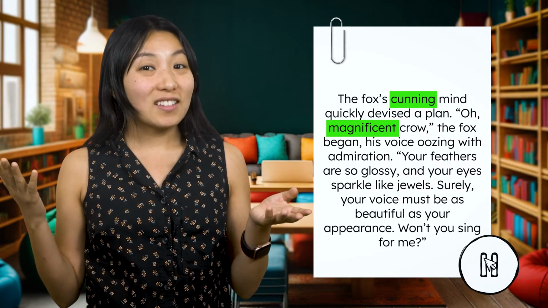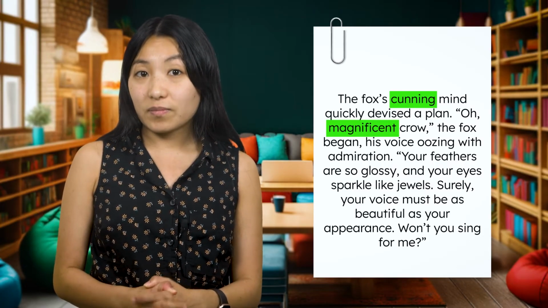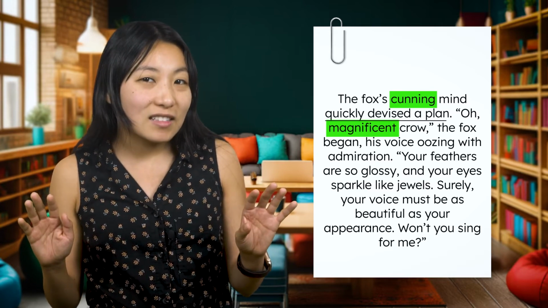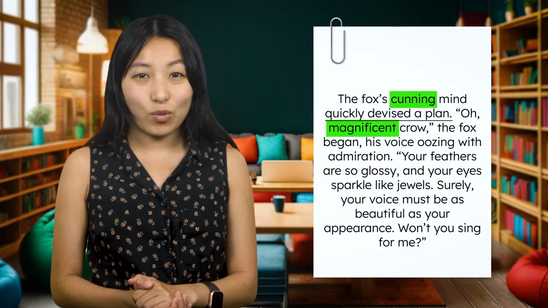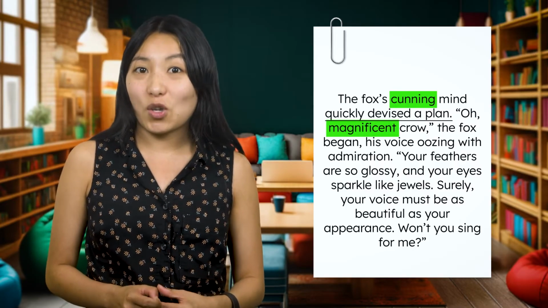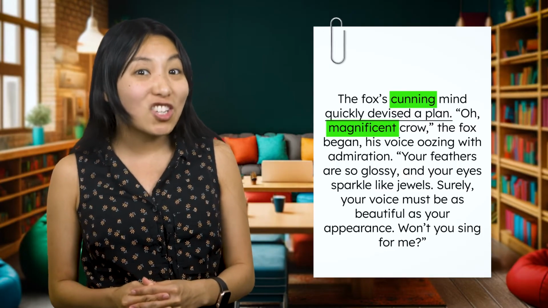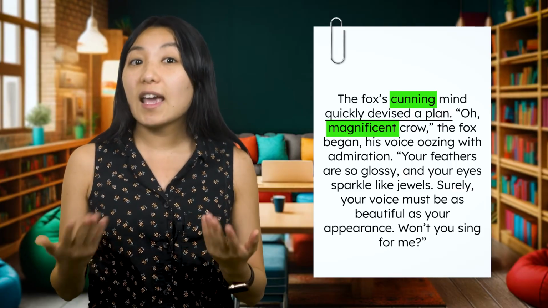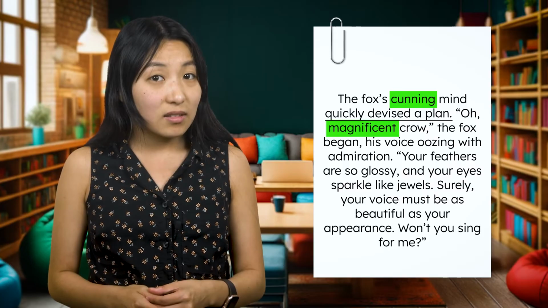What did you underline? Let's check and figure out what the words mean together. For cunning, I'd underline quickly devised a plan. This shows the fox must be clever to come up with a plan quickly, but also sneaky because we know he's hungry, so we can predict his plan will probably involve taking the crow's cheese. So, by using what we know about the fox and the clues in the text, what does cunning mean?